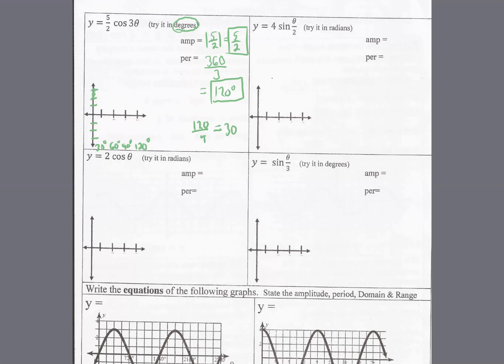So it goes max, 0. Your min is going to be down 2.5, so right in between negative 2 and negative 3 is your minimum, your lowest possible point on your graph. And then we're going to go to a 0, and then we're going to finish where we started at a max, up 2.5. And this graph is going to look like this.